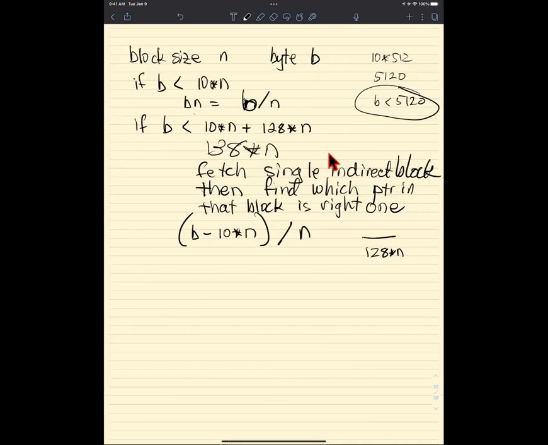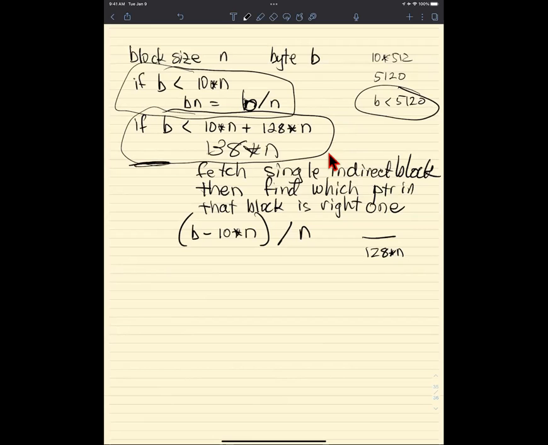Yeah, well, if this is true, it means that the byte number we're looking for is held in one of the first 138 blocks. And we know that it's not in the first 10 blocks because if it were, it would have been handled here. So this means that the byte we're interested in is in a block which is between the 11th and the 138th, 137. Okay.